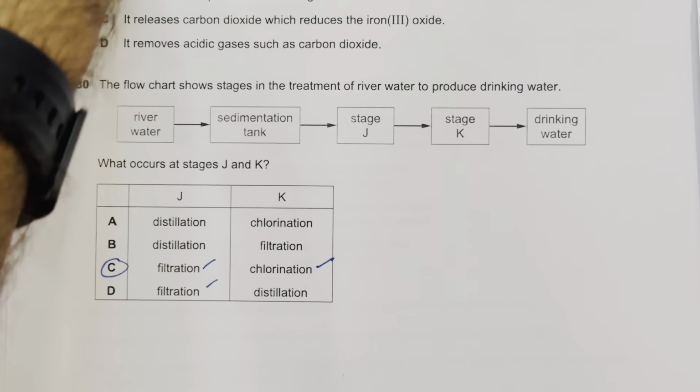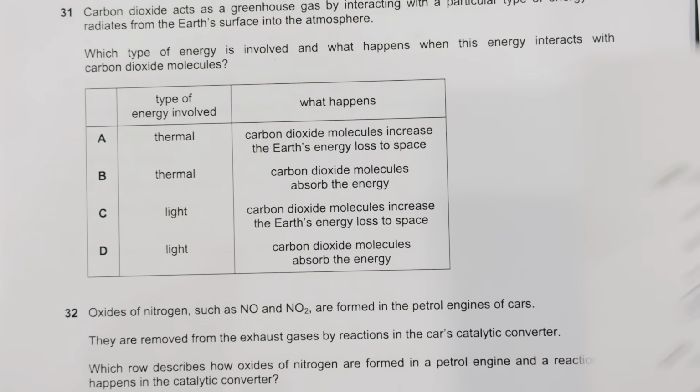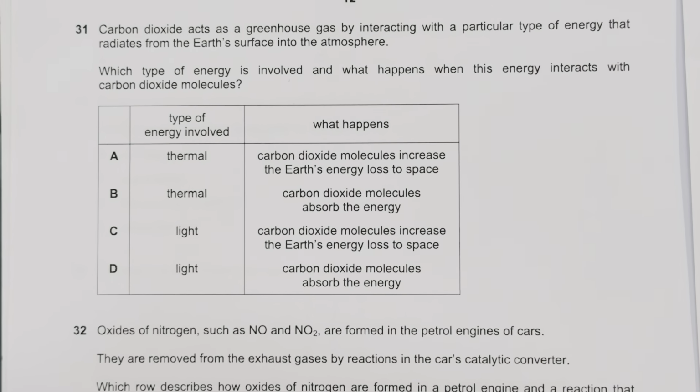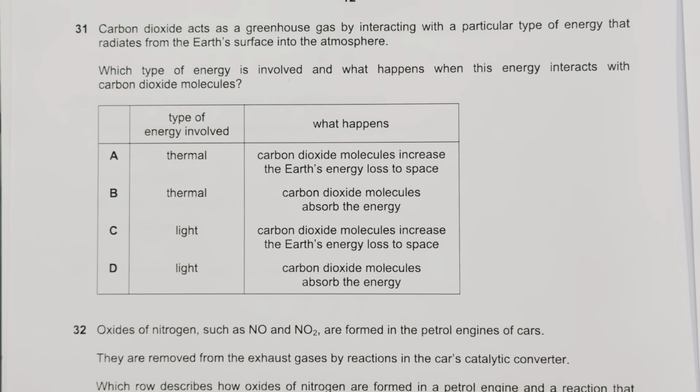Moving to question number 31. Carbon dioxide acts as a greenhouse gas by interacting with a particular type of energy that radiates from the Earth's surface into the atmosphere. Which type of energy is involved, and what happens when this energy interacts with a carbon dioxide molecule?